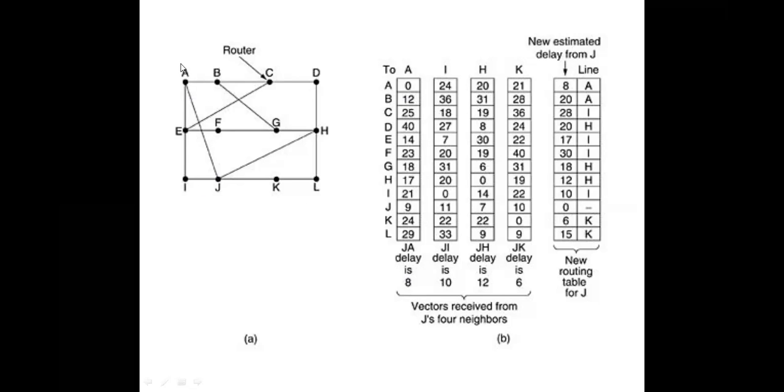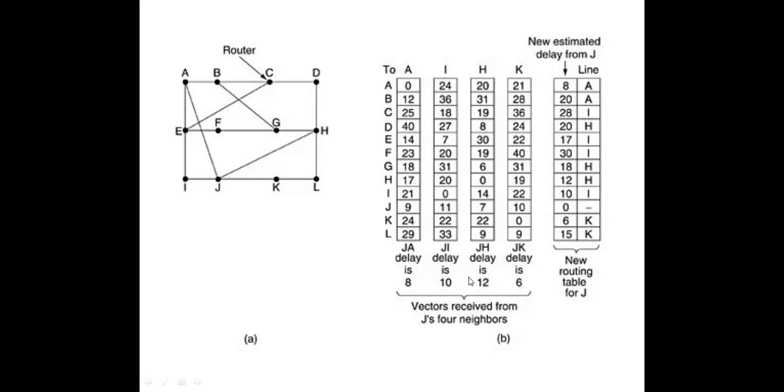Via A, 20. What about via I? J to I is 10 and then I to B is 36. 36 plus 10 is 46. Via I, 46. Via A, 20. Then what about via H? J to H is 12 and H to B is 31. 31 plus 12 is 43.